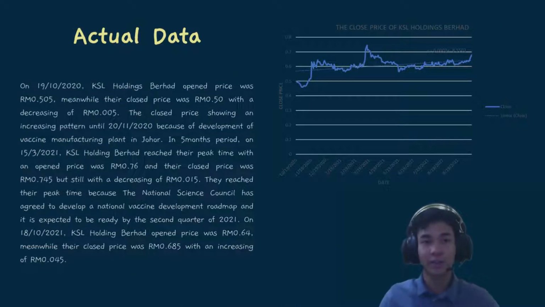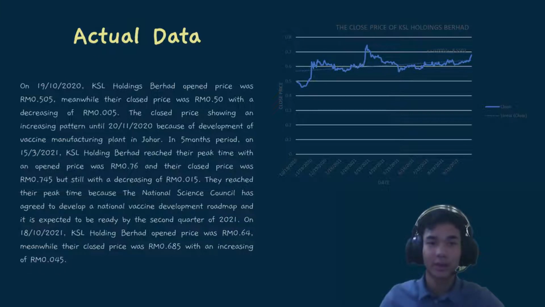For the data description, this is the actual data that we obtained, and the graph is the close price of KSL Holdings Berhad. As we can see, the trend line for this graph using a linear equation is an upward trend. On 19 October 2020, the open price was 505 cents. Meanwhile, their close price was 50 cents, with a decrease of 0.005 cents.